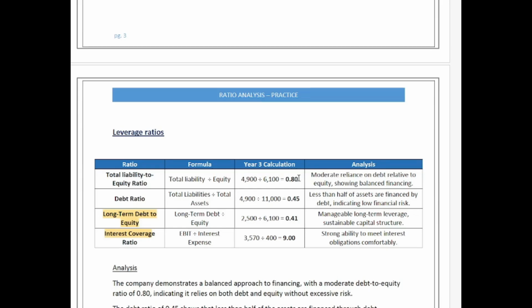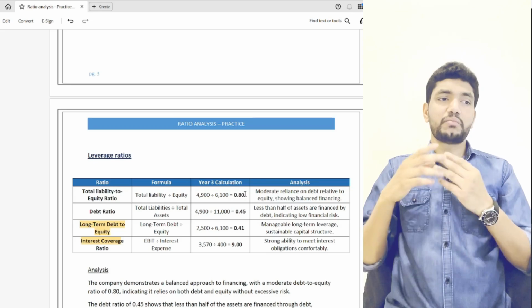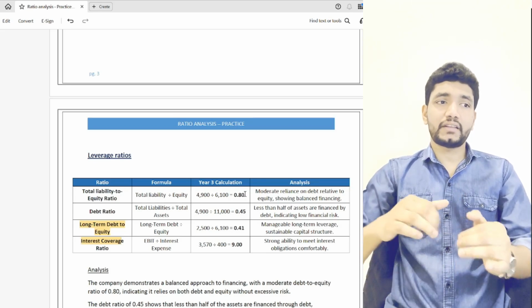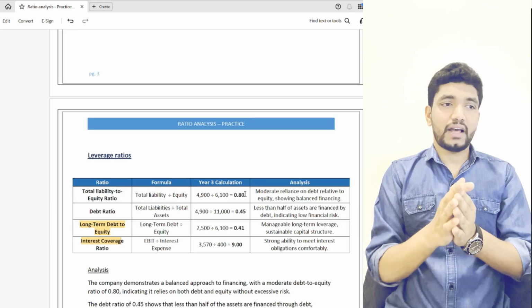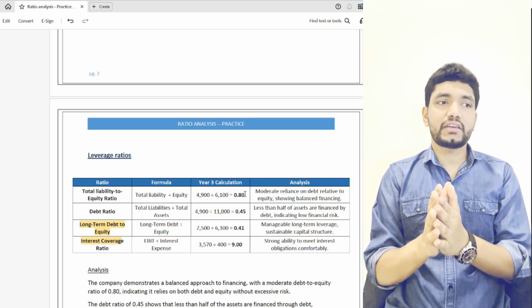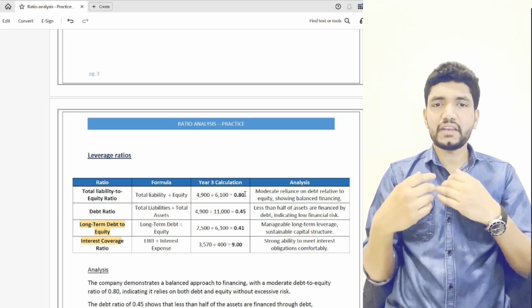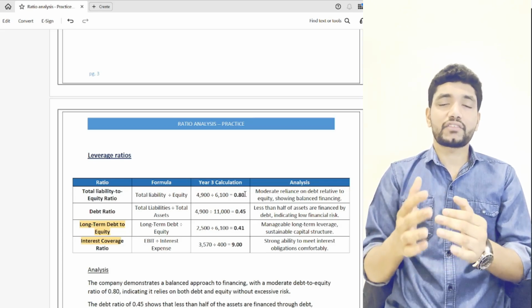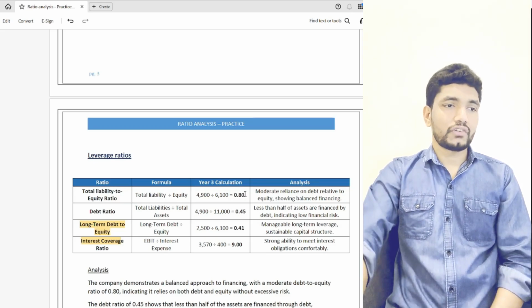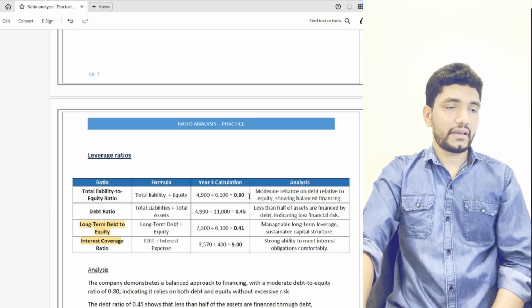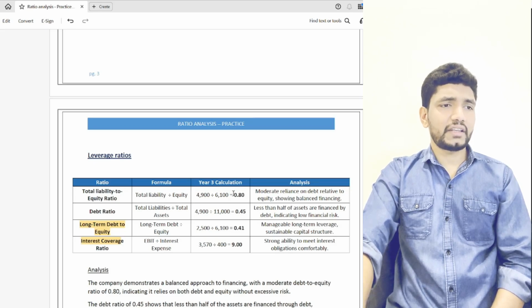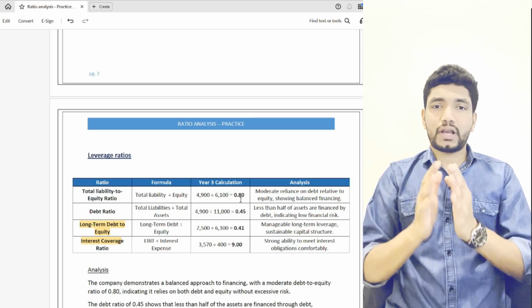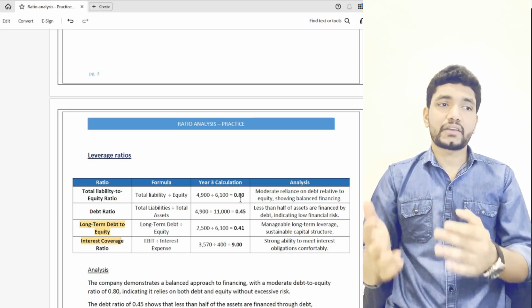What this indicates is that if this ratio is below 1, most of the company's assets are financed by equity. If it is greater than 1, most of the company's assets are financed by debt. In this case, it is below 1, so it indicates that most of the company's assets are financed by equity.